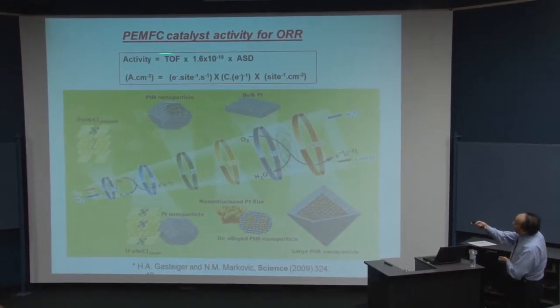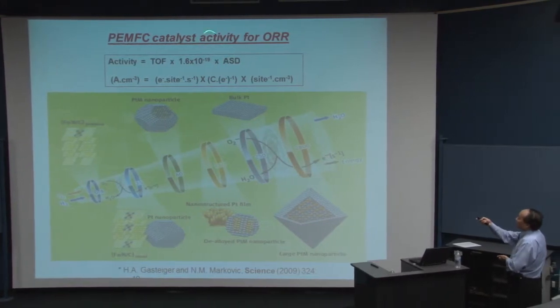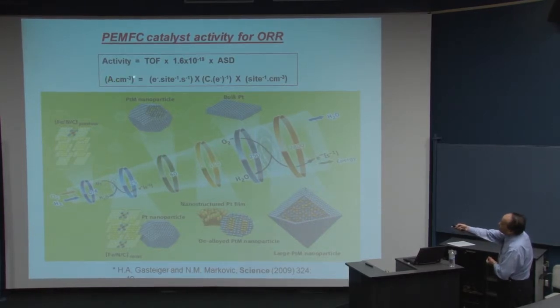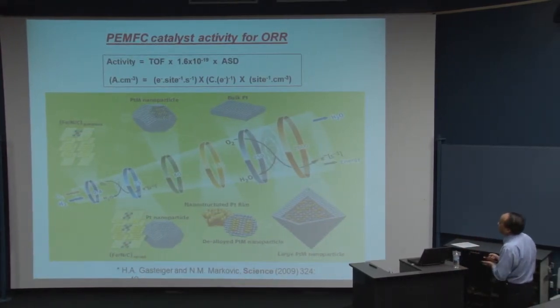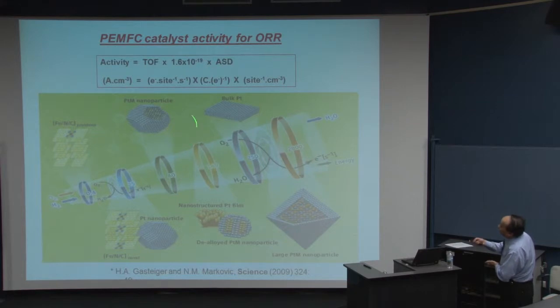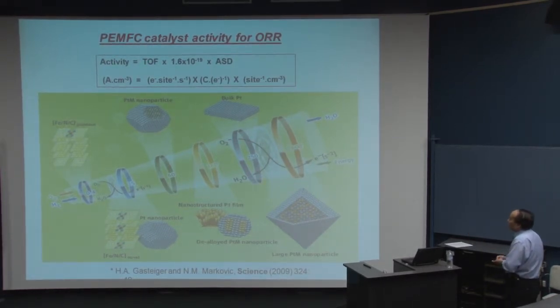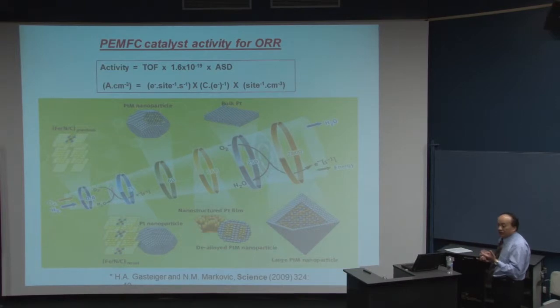The activity is equal to turnover frequency times electronic charge times active site density, and this is in amps per cubic centimeter. That's the formula to define the activity. But right now you see the activity, from the beginning until now, it can reach 2,800 for the TOF.